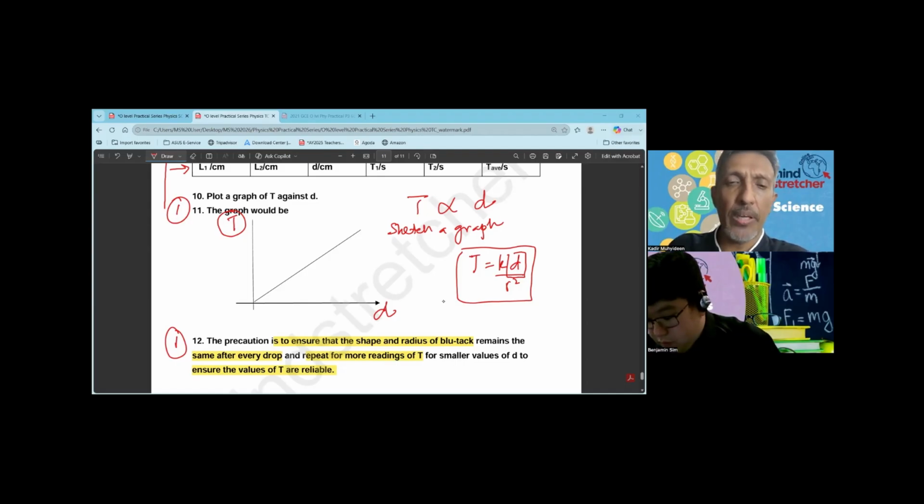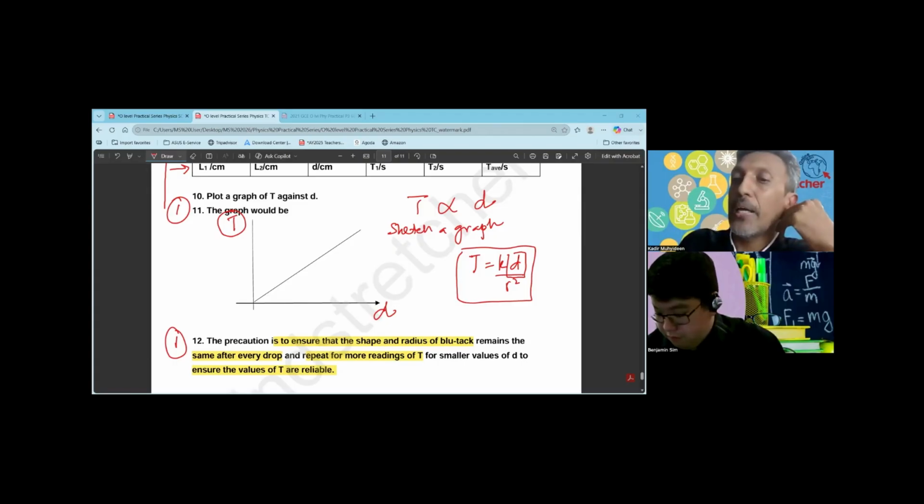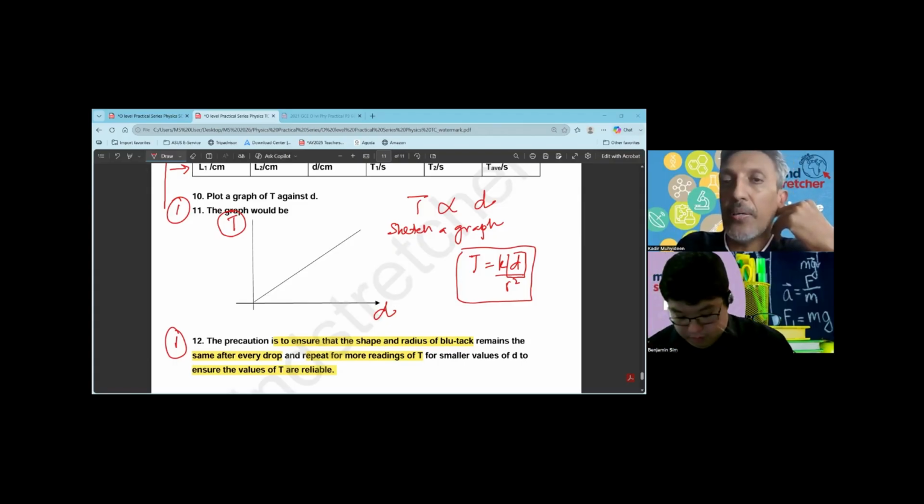Okay, Vera, must we give a conclusion about a graph? Now, in this case, you don't need to give a conclusion. Later on, when you are actually plotting the actual graph, which Teacher Benjamin will go through, you need to give a conclusion.